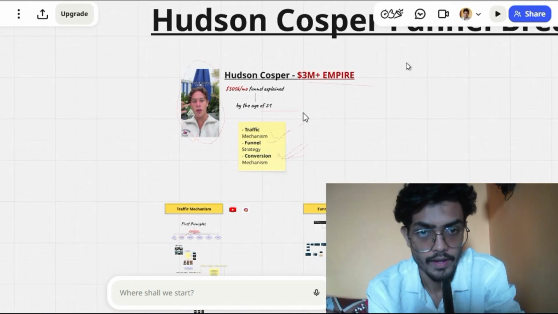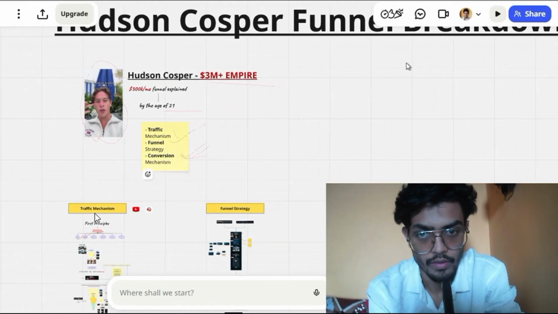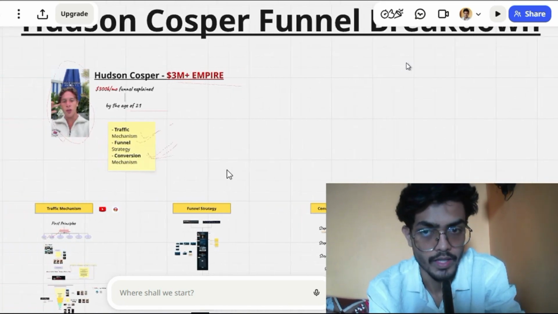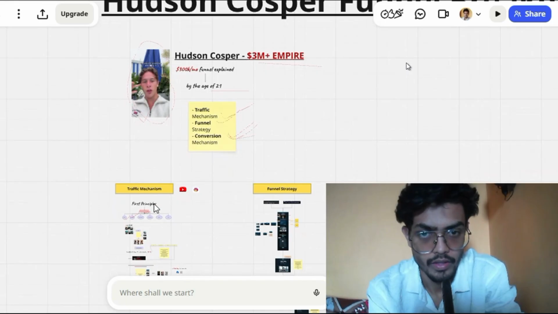So let's get right into the video. So I have divided this into three sections. One is traffic mechanism, then we can see his funnel strategy, and then finally we see his conversion mechanism. So let's start with the traffic.